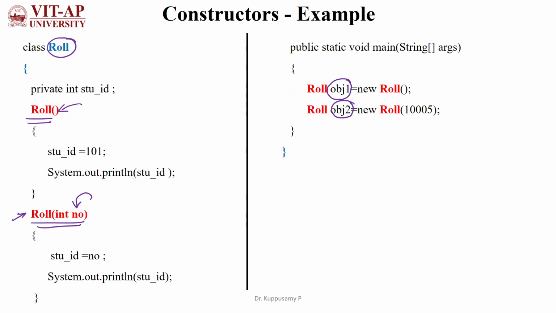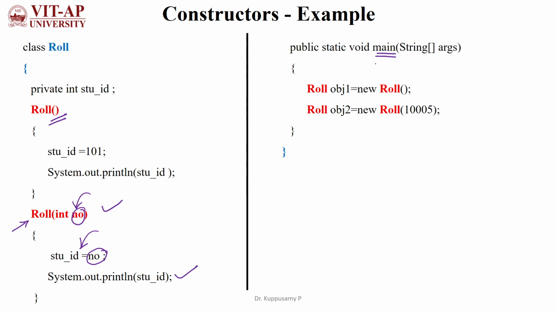So for example, the class is defined with the name role, and here we are using a private variable with integer data type, stu underscore id. The constructor is defined with the student variable, 101 assigned to this variable, and we are just printing the value of that variable. Then we define one more constructor with an argument. So this one is without an argument, and this one is with an argument. Here we are assigning the value to this student variable. That value is passed as an argument, and we just print it.